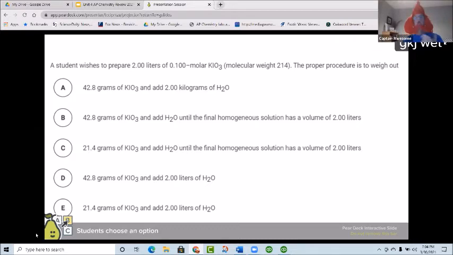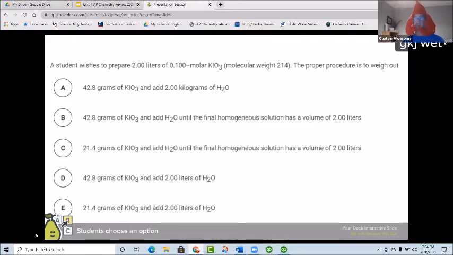Keep in mind, they're giving you the formula, so this is not something you need to worry about. Also keep in mind, they're giving you the molecular weight, so they're giving you the molar mass. And this one you should be able to do without a calculator. So take a stab at it without a calculator.